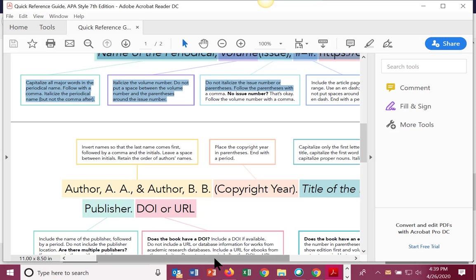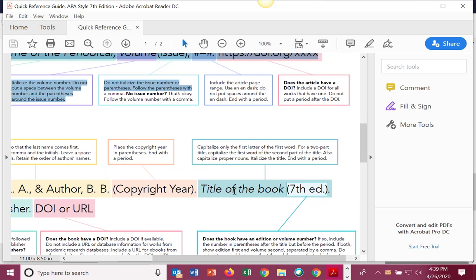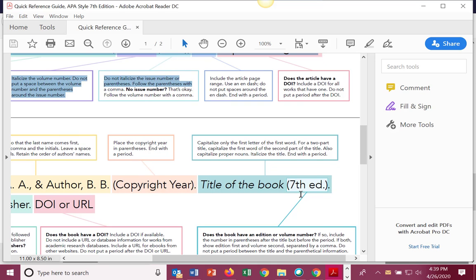Then comes the title of a work, title of the book, and then if there is an edition number or volume number, put that in. And again, this is posted online so you can read it. The title of books is in what they call sentence case. In other words, only the first letter of the first word is capitalized.